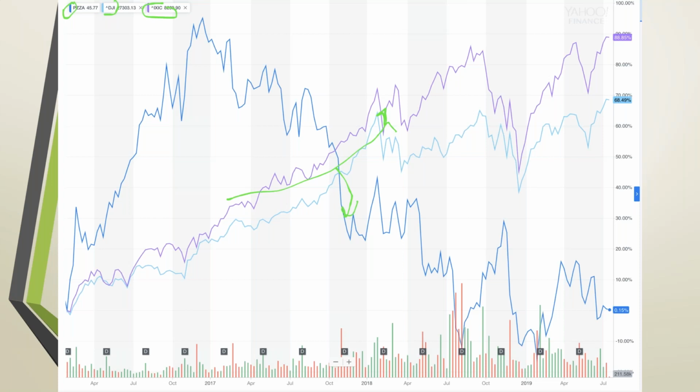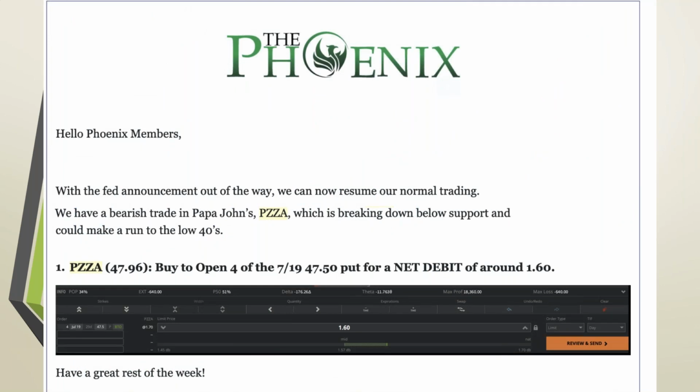So the same way the government is subsidizing those most impacted by the trade war, Papa John's is helping their franchises stay afloat. The only difference is that Papa John's doesn't have the reserves and the buying power that the government does. It was a desperate plan, and that's why the Phoenix bought puts in Papa John's. Now, here's what we did. We bought the 47.50 puts, and this is what an alert looks like in the Phoenix letter.